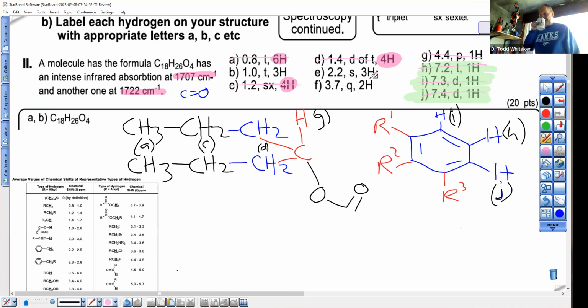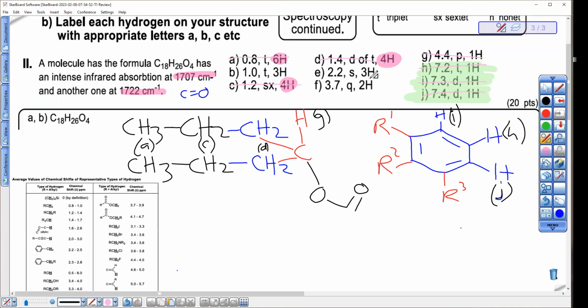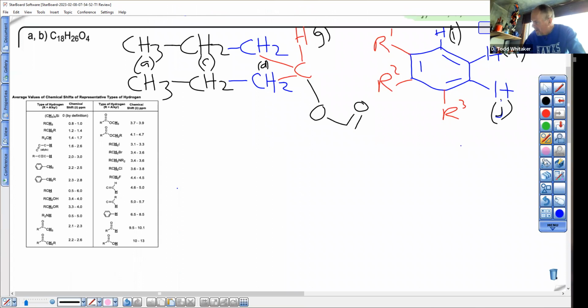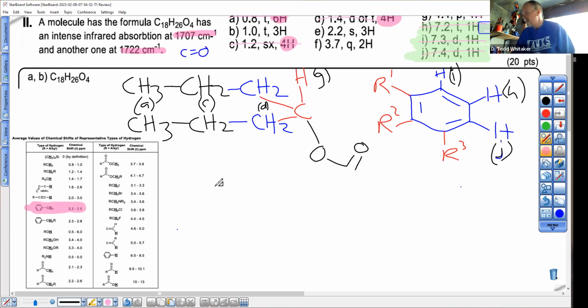And what's going to make it a singlet? How many neighbors does a singlet have? Big fat 0. So what kind of CH3 would have no neighbors and a peak near 2.2? It seems pretty convenient to have this category right here, seeing as those three H's would not have any neighbors and they're at 2.3. So one of these R groups is CH3.